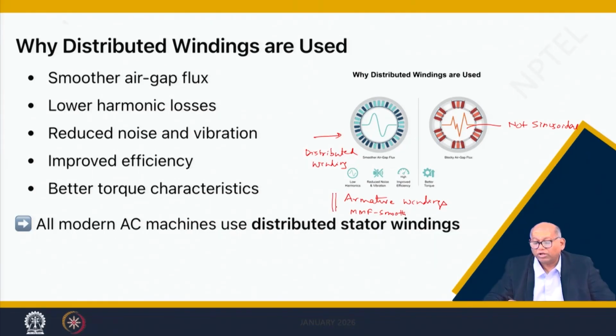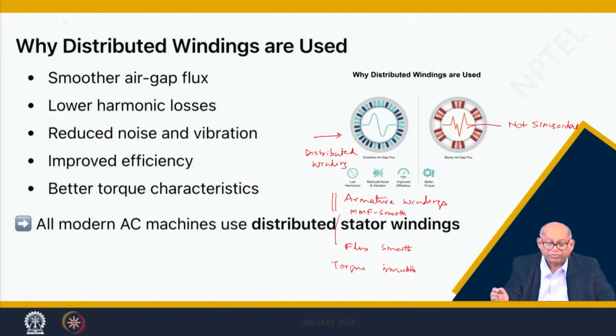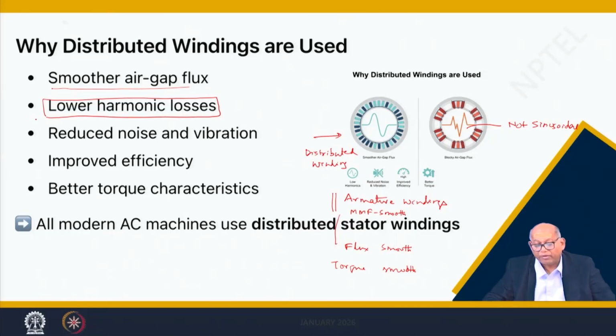If it is smooth, the motor torque will be smooth, because the flux will be smooth. If the flux is smooth, its interaction with the current will be smooth, so the torque will be smooth. That is the idea of making the winding distributed. So, a smoother air gap flux, and therefore lower harmonics. If there is a rectangular wave, you can decompose it into a sinusoid and higher order harmonics. If it is smooth, the frequency of oscillation is small, therefore there will be no losses. If it is not smooth, there will be losses in the teeth, iron core, etc.